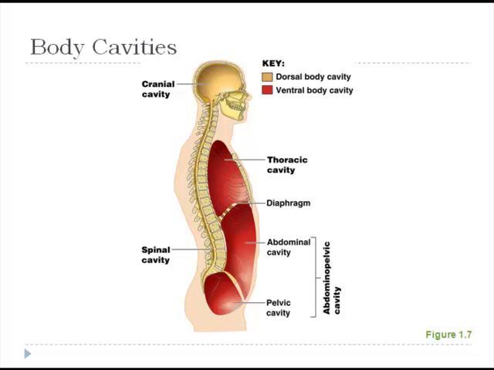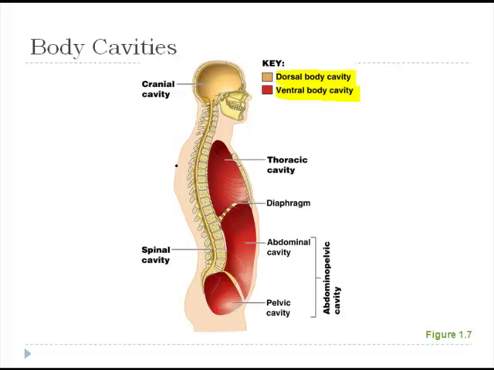So remember, the sagittal cuts it into the right and the left halves. Our body cavities come in two main sections. We have what's called a dorsal body cavity and then also the ventral body cavity. Thinking back to a minute ago when we were talking about directional terms, we had dorsal versus ventral. Remember that dorsal was referring to the back.